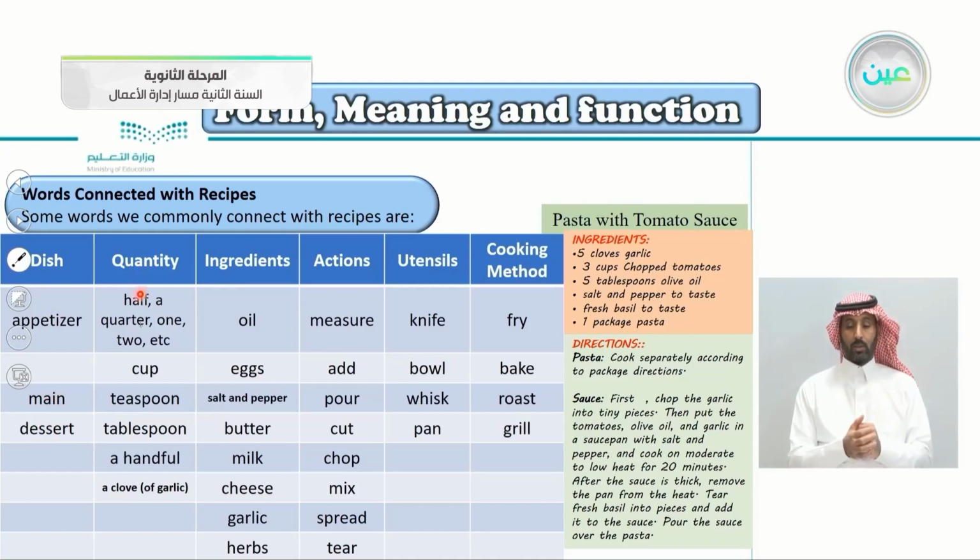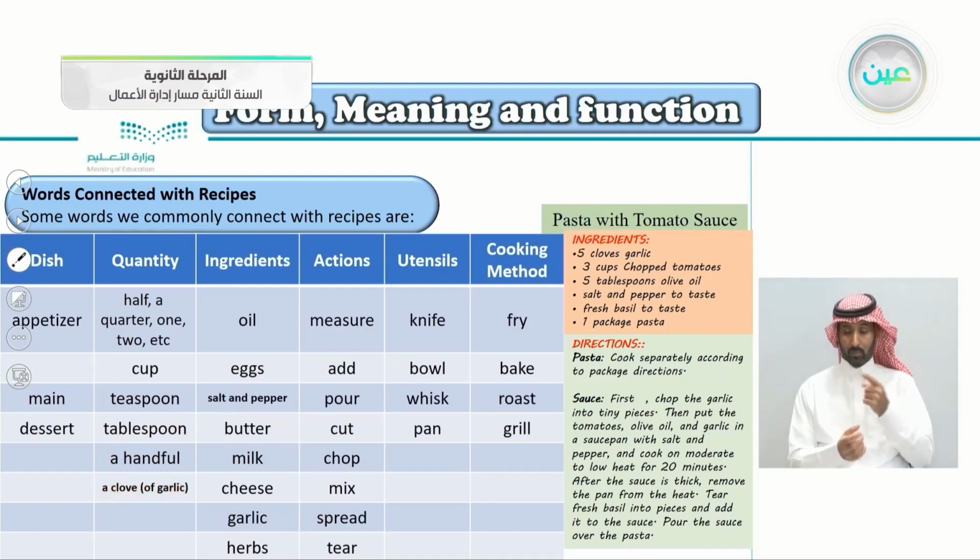The quantity of the thing that you want to cook: half, a quarter, 1, 2, and etc. Half a gram, half a kilogram, a quarter kilogram, 1, 2, etc. Or cup. Cup is used as a quantity, 1 cup of flour, or a teaspoon, 1 teaspoon of salt or pepper. The same thing with tablespoon. A handful, to take with your hand, or a clove used with garlic. So a clove is used with garlic.